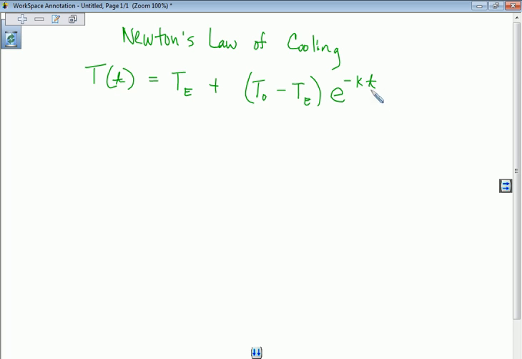Okay, and that should look familiar because we've already done a homework problem where we had to use this formula to set it up. So this represents the temperature with respect to time, or temperature after a given time. This is the temperature of the environment. Some people call that the temperature of the medium. This is the initial temperature. K is our constant, t is our time.